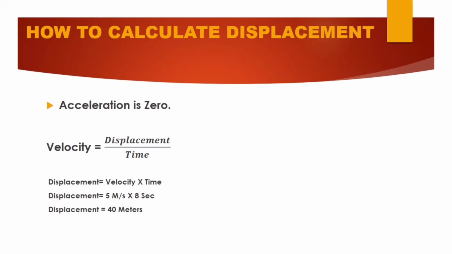Let's say the ball has traveled for the time duration of 8 seconds. If we have to calculate how much distance the ball has traveled, then we can calculate it by a simple formula, that is, velocity is equal to displacement divided by time duration. So here, displacement shall be equal to velocity times the time duration. Here, velocity is 5 meters per second and time duration is 8 seconds. So, displacement shall be 40 meters.